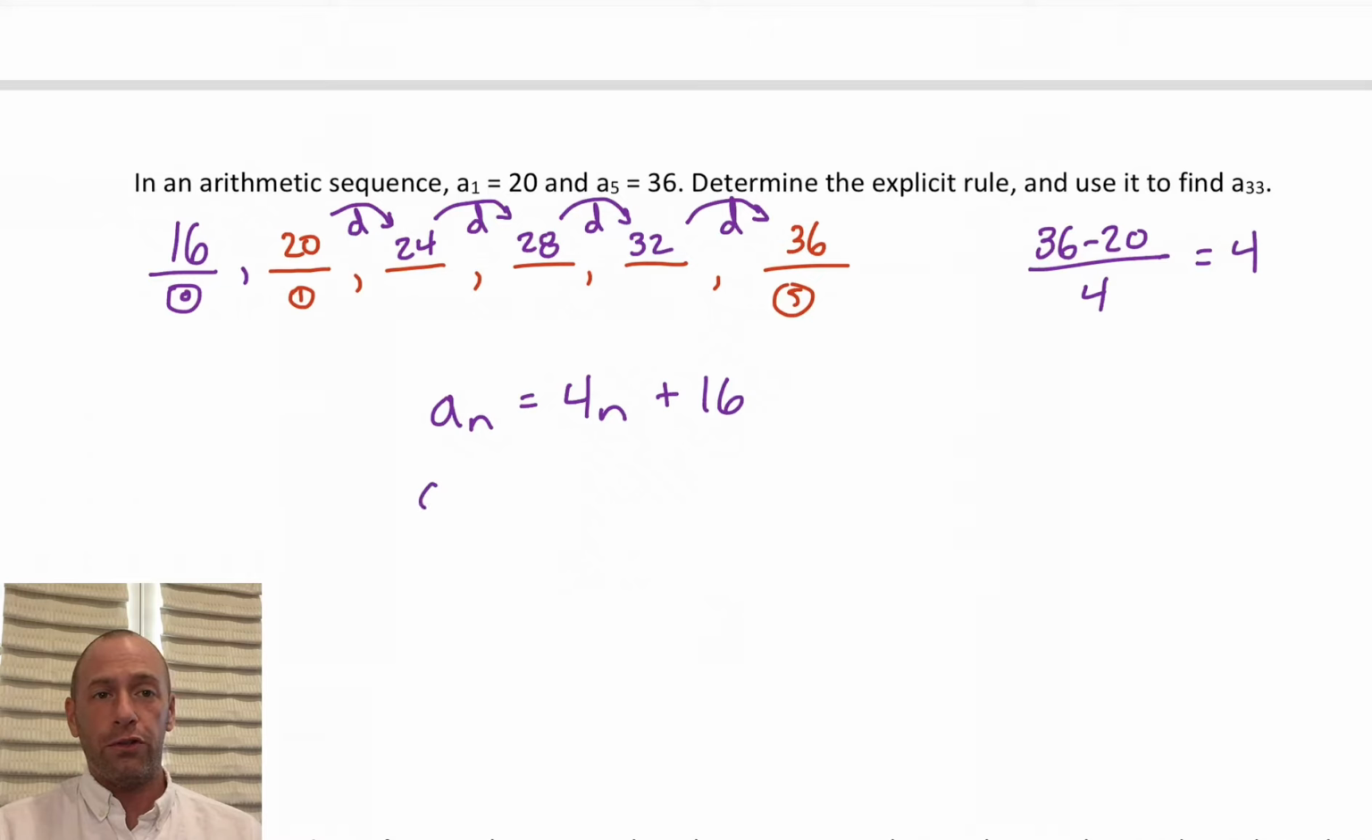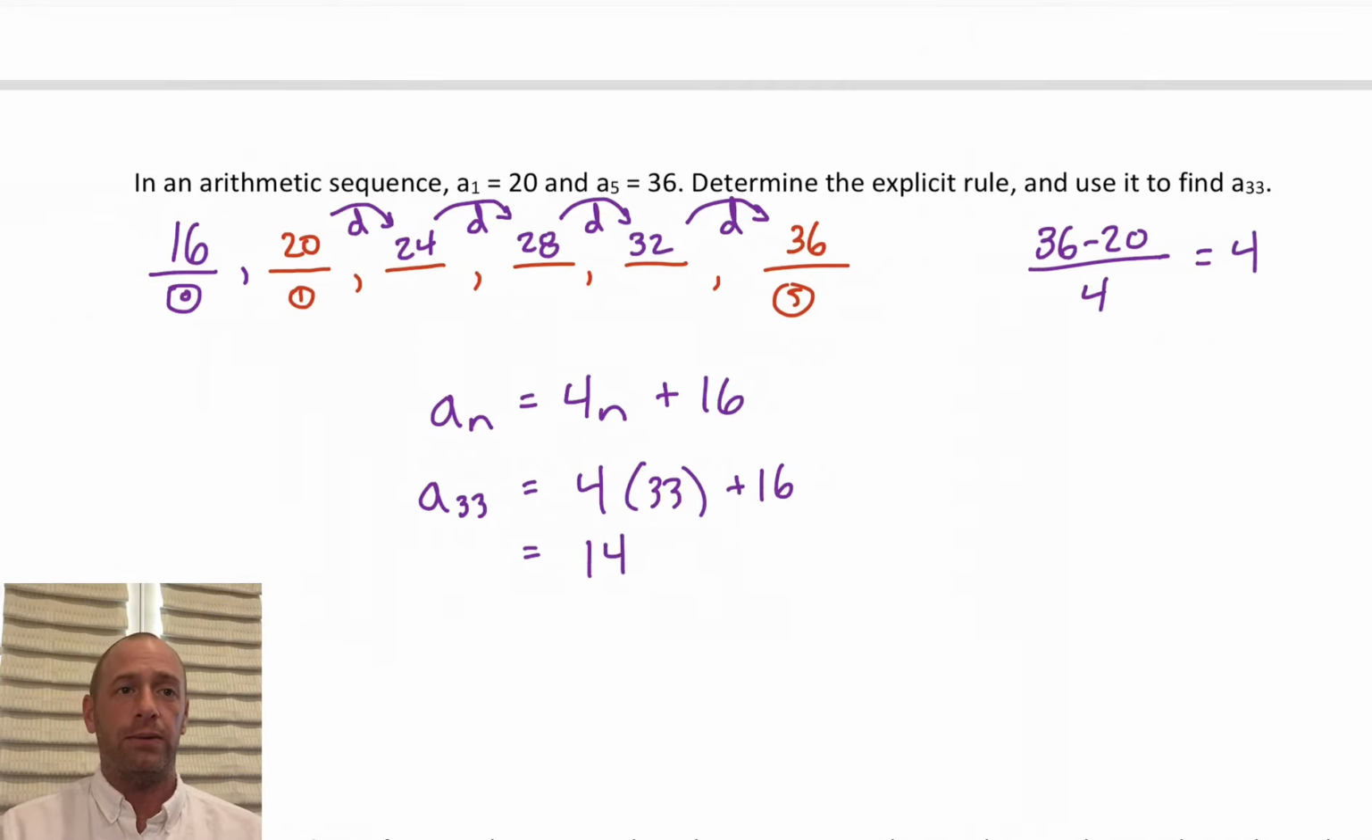And now we can use this rule to find the value of any term we want. In this case, the 33rd term. 4 times 33 plus 16. That's going to equal 148.